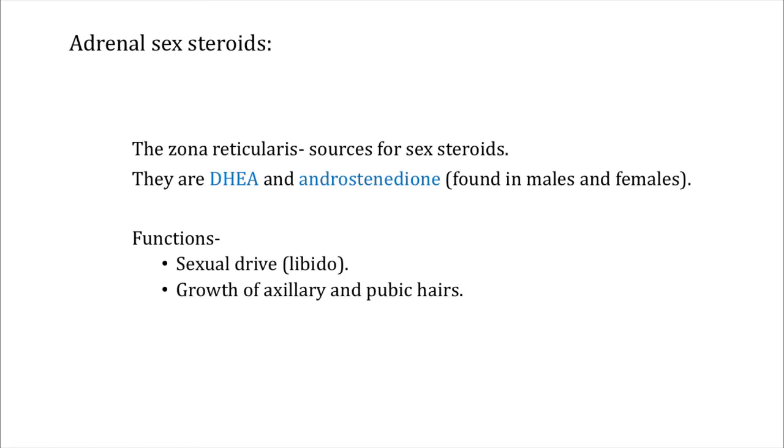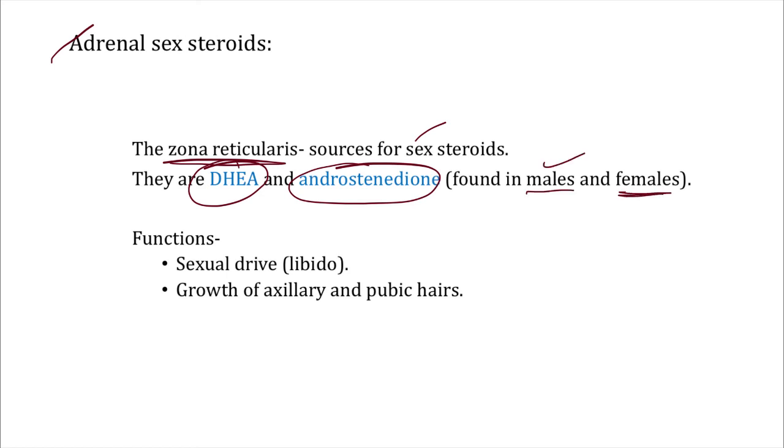So with this important note, till now we have discussed the hormones produced by the first two layers of the adrenal cortex. Now we will talk about the adrenal sex steroids, the hormones produced by the third layer of the adrenal cortex, that is the zona reticularis. What are the sex steroids? These are DHEA, dehydroepiandrosterone, and androstenedione. These sex steroids are found in both males and females, since DHEA and androstenedione are male sex hormones.